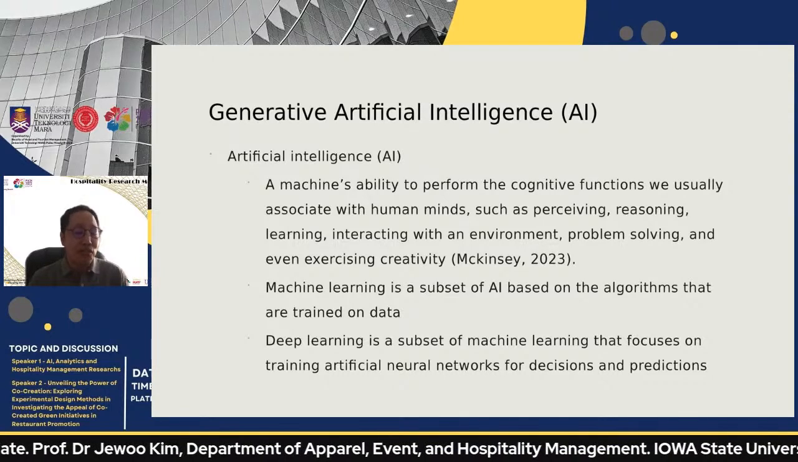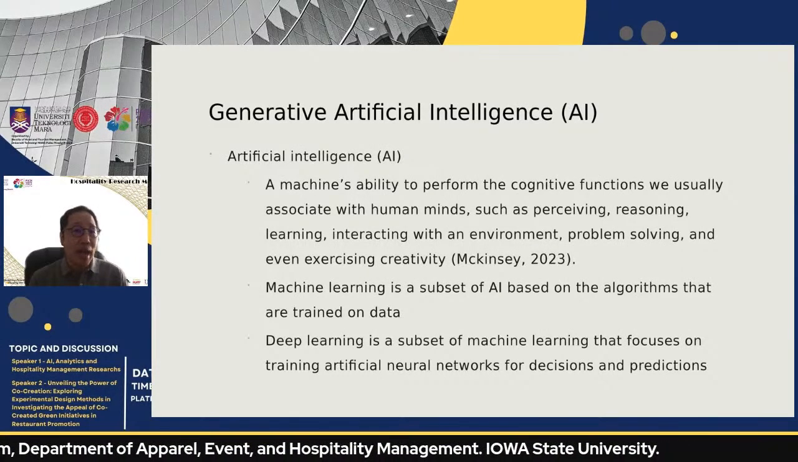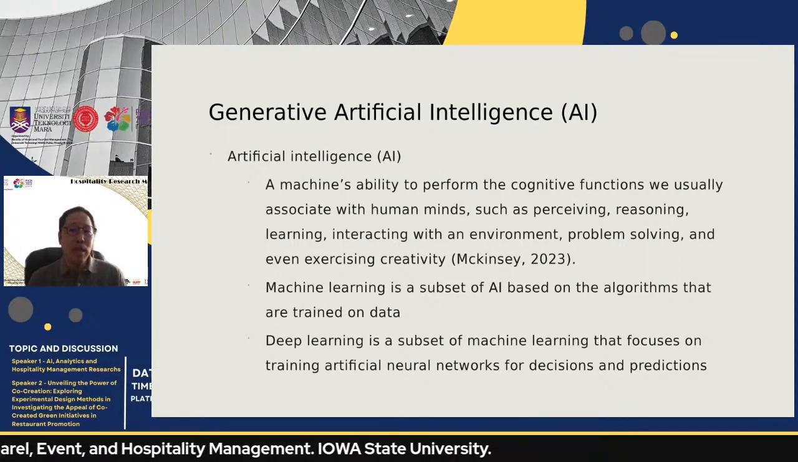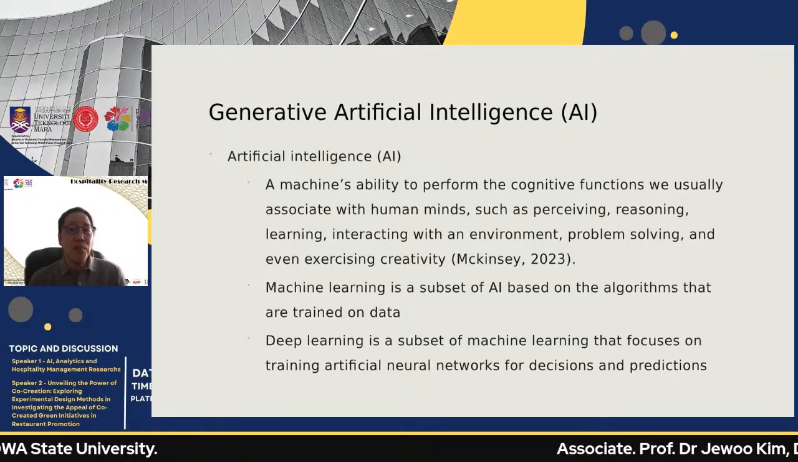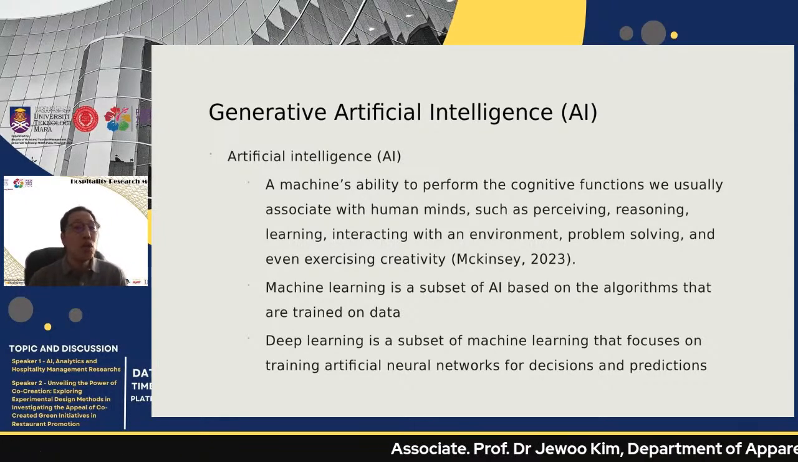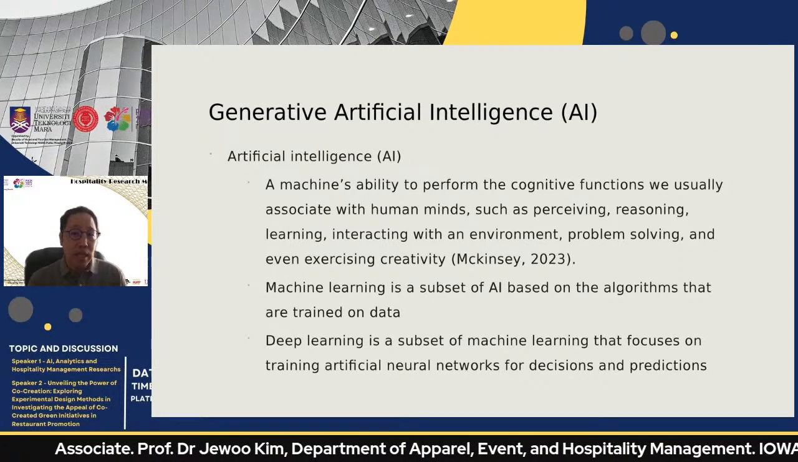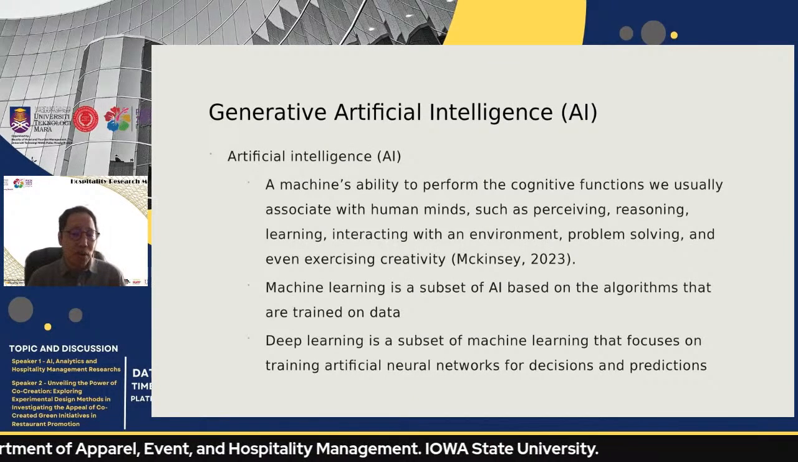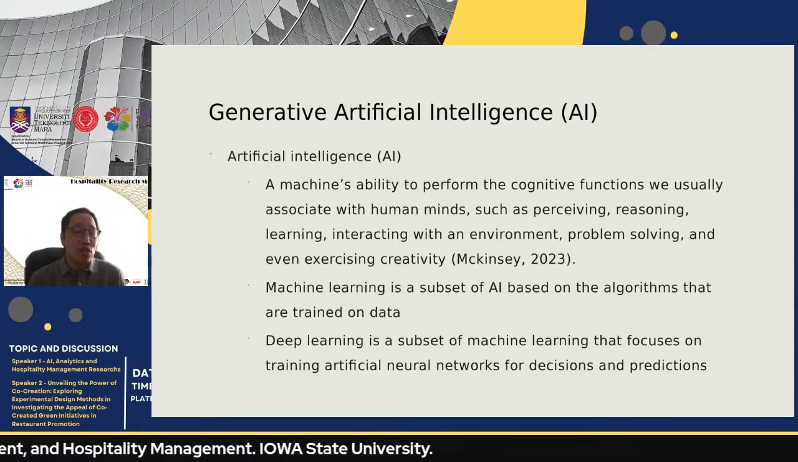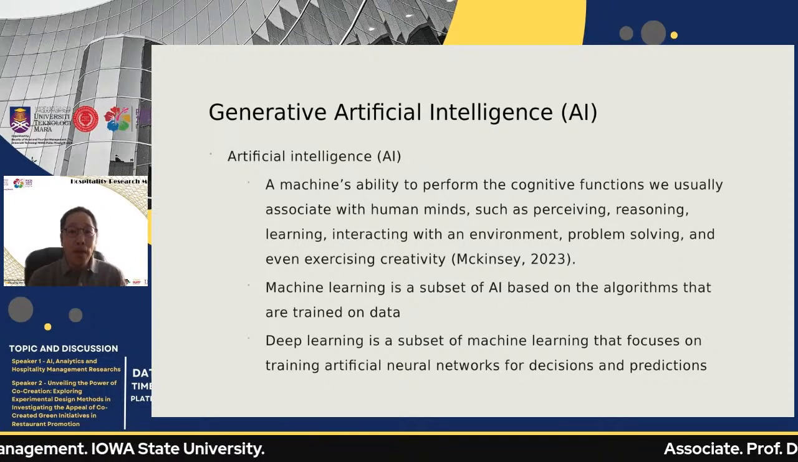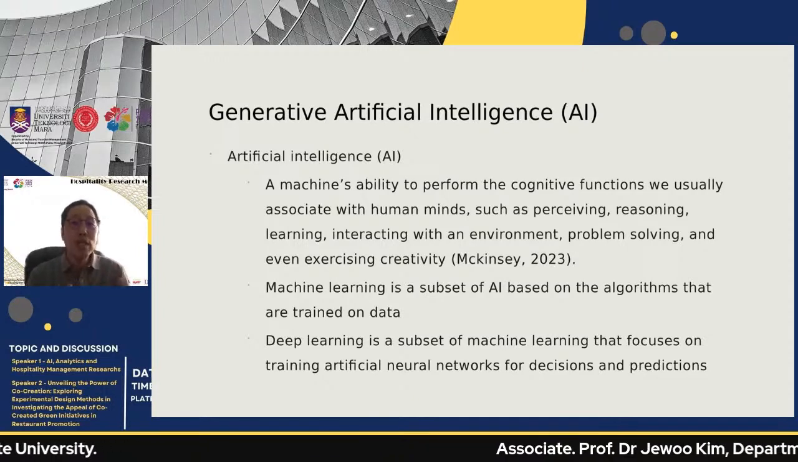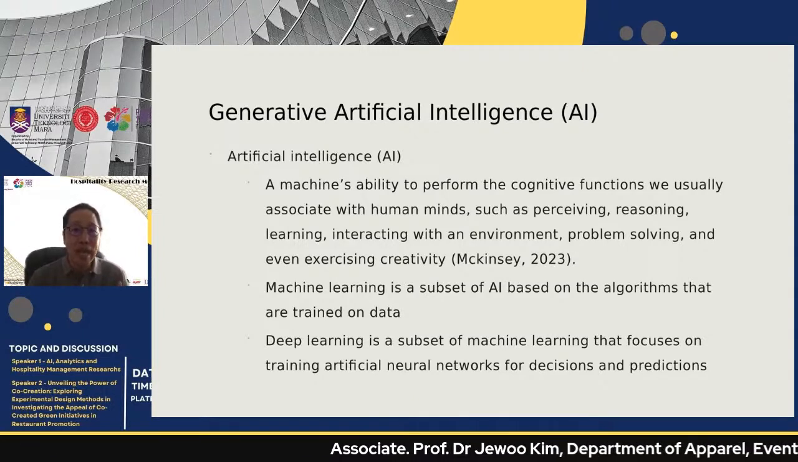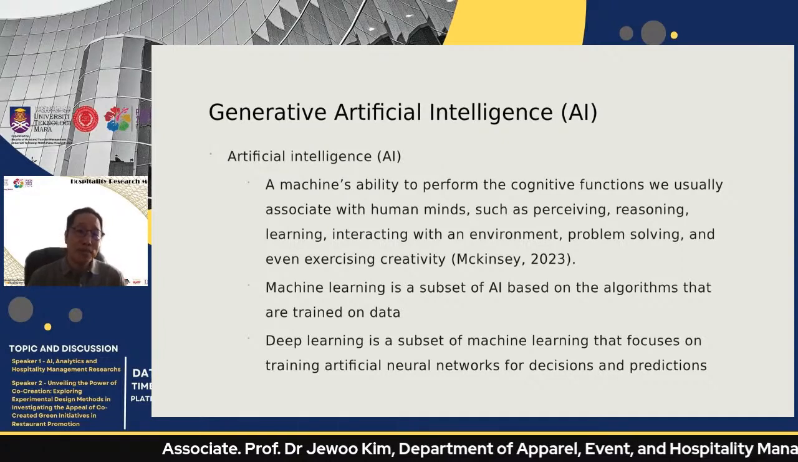Let's start with artificial intelligence, AI. AI refers to a machine's ability to perform cognitive functions, and these cognitive functions were once exclusive to human minds. These cognitive tasks include perceiving the environment around us, reasoning through complex problems, learning from experiences, and even demonstrating creativity. But machines can now follow these kinds of human tasks, and they can do this work.